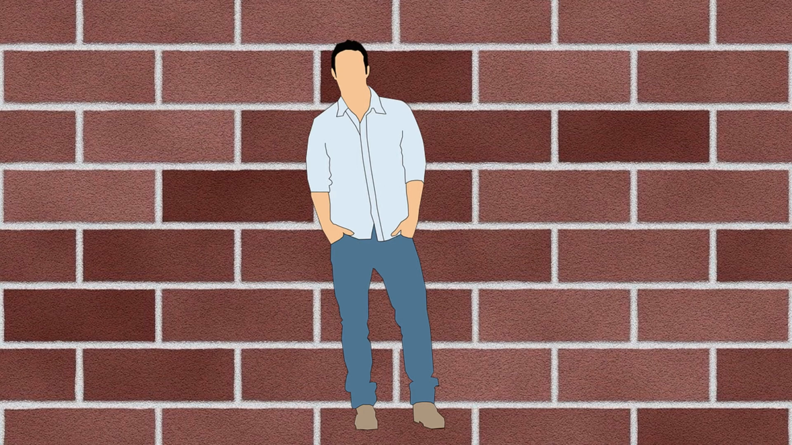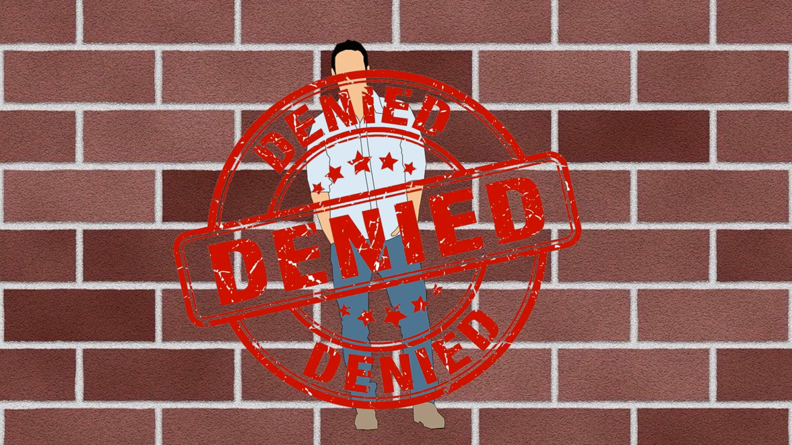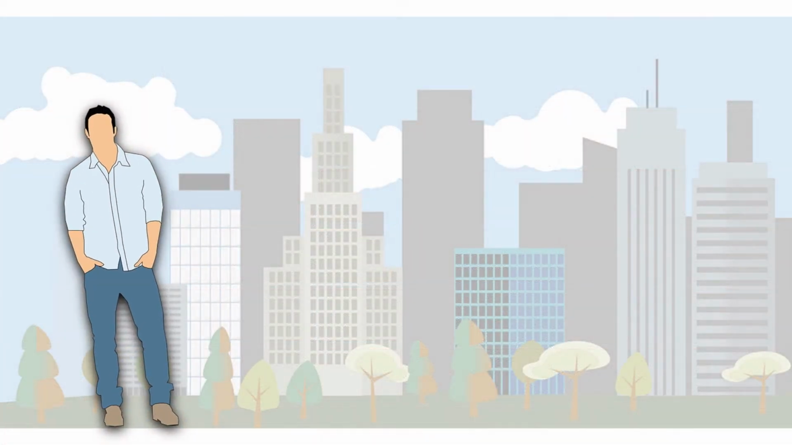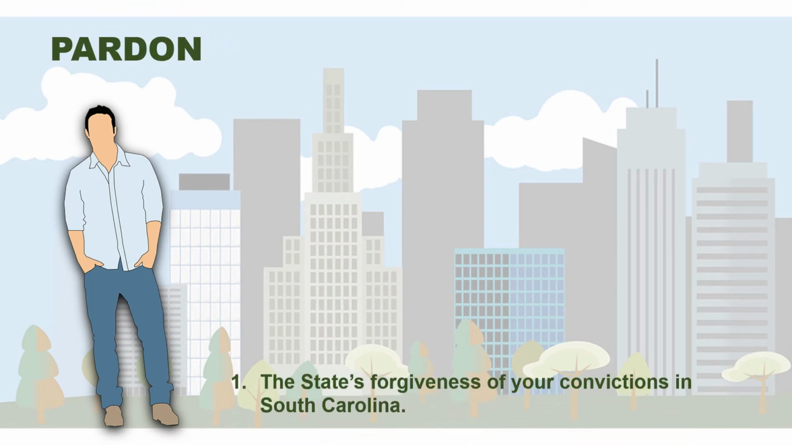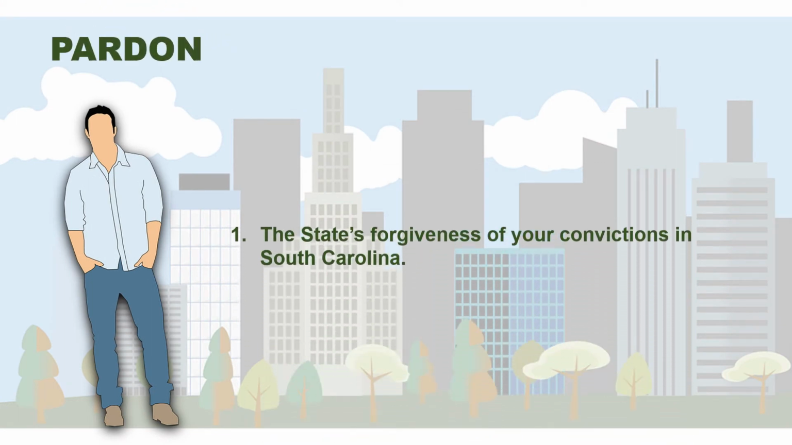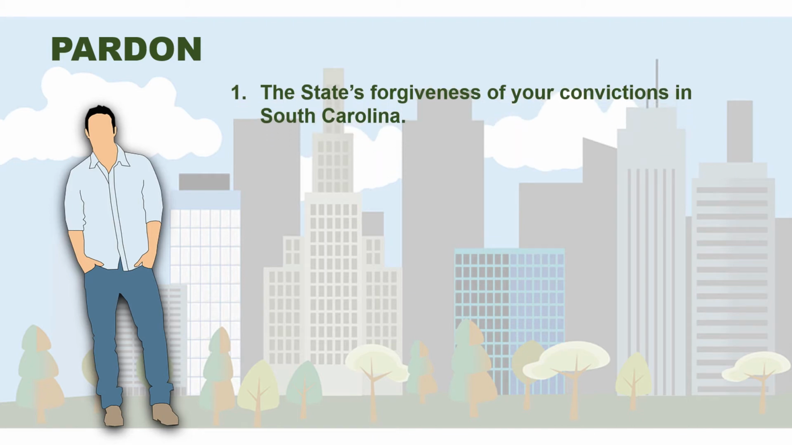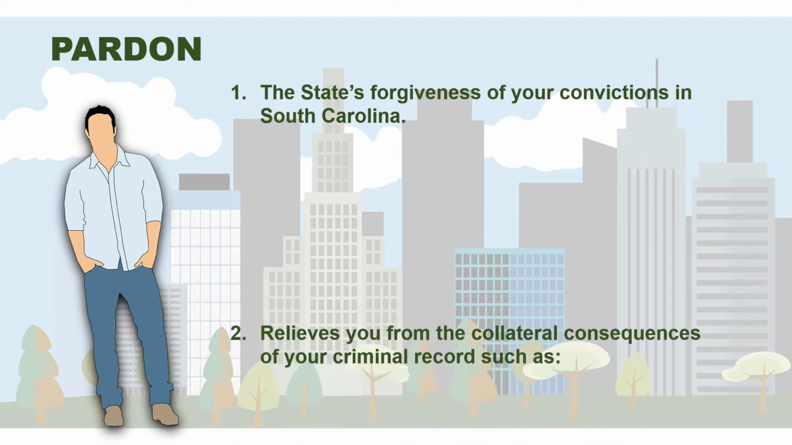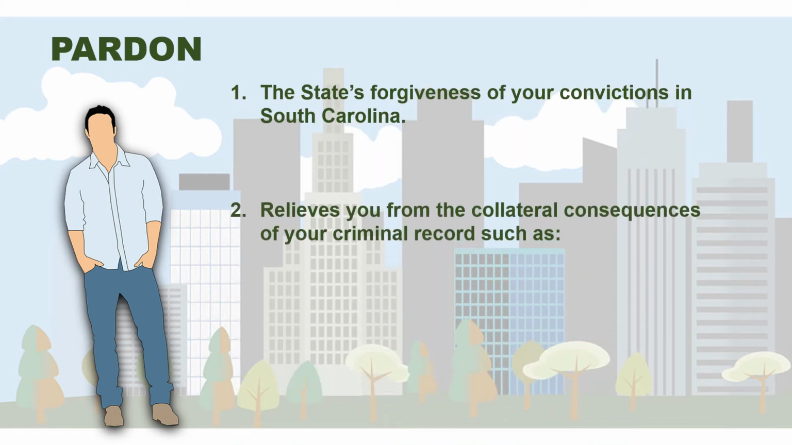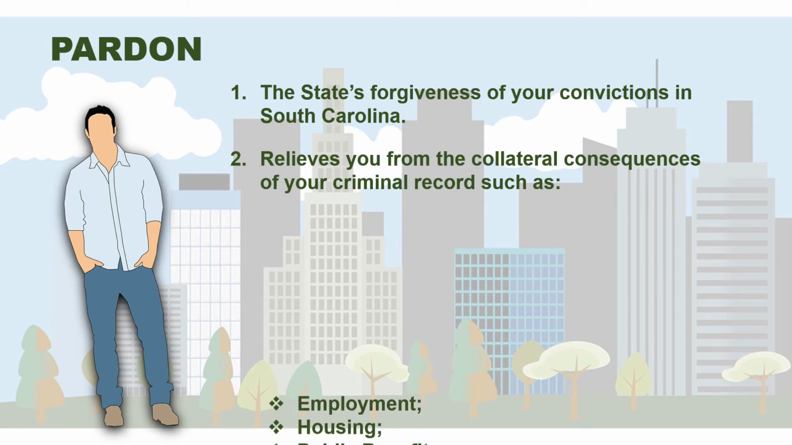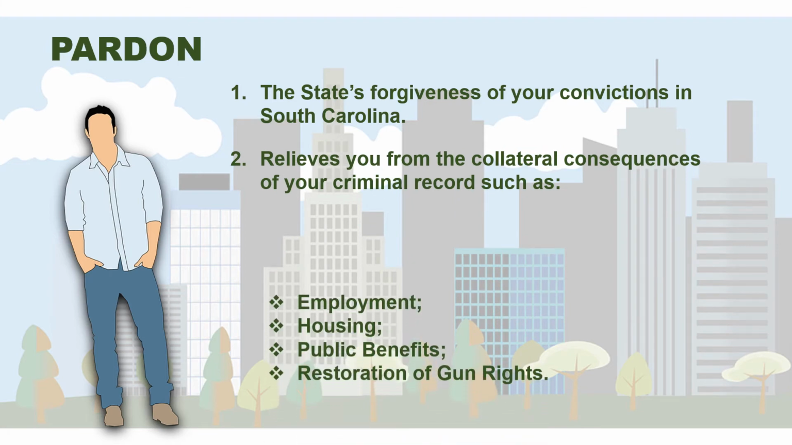His expungement application was denied, but Joe's not out of options. He can still apply for a pardon. A pardon is the state's forgiveness of your convictions in South Carolina. It relieves Joe of the collateral consequences of his criminal record, which means he may be able to find a better job, apply for public benefits, or obtain housing.